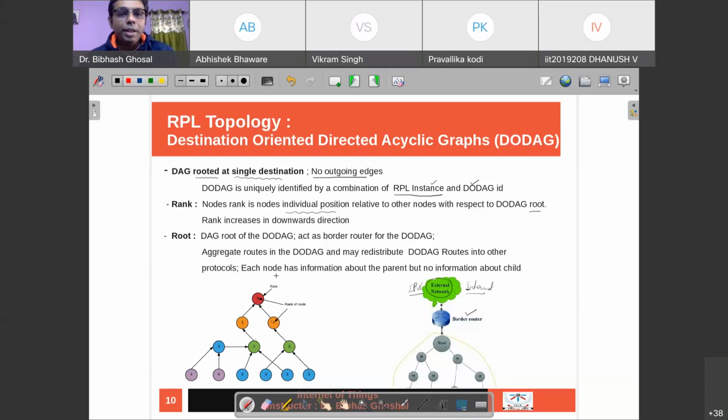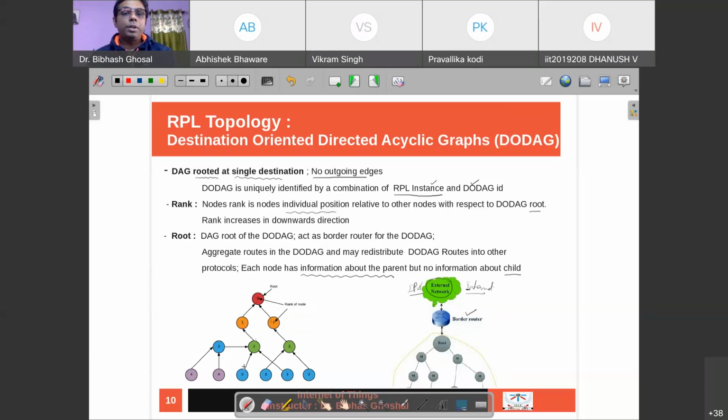Now, interesting that each node has information about the parent, only the parent. Look at this. It has information about the parent, right? But no information about the child, because it gets the data from this, but it doesn't know from where it is getting it. And it doesn't need to know. It actually has to pass on to its parent. So it needs to know to whom I am going to send it. I don't need to know who is giving me. I'm just getting the data.